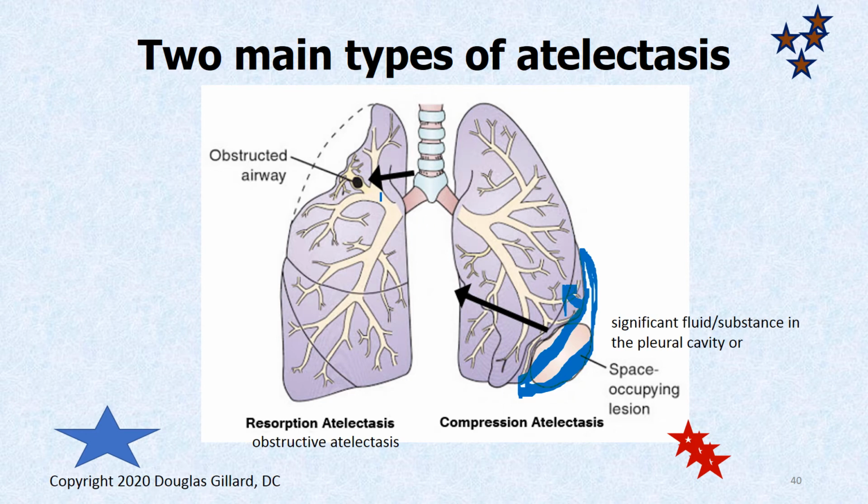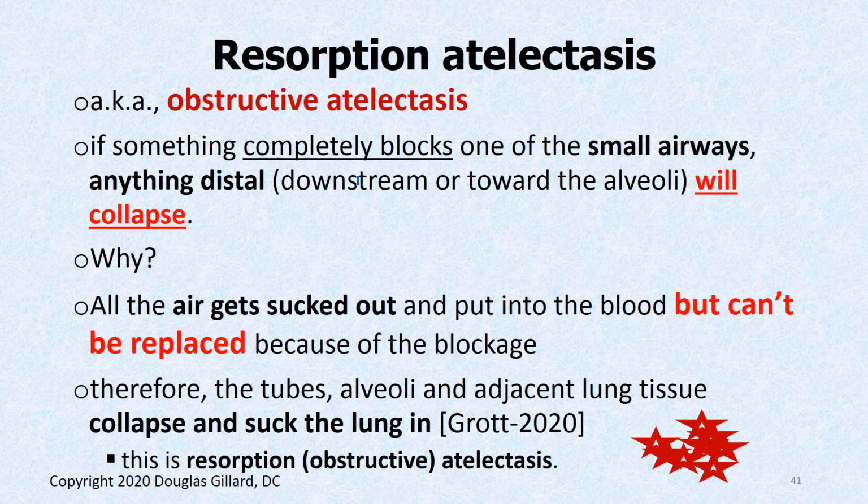But what if we get a big mucus plug right here in one of these segmental bronchi? Well, all the air downstream is going to be sucked out of the downstream tubes, and it's not going to be replaced. And as the air gets sucked out and can't be replaced, the lung is going to shrink, and that's called resorptive atelectasis or resorption atelectasis or obstructive atelectasis, all AKAs for that. So that's another type of atelectasis.